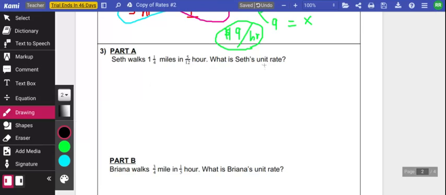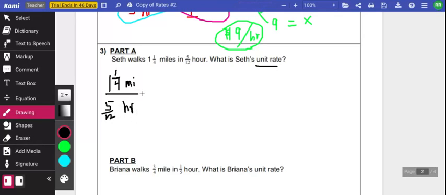Okay, here number 3 says Seth walks 1 1/4 miles in 5/12 of an hour. What is Seth's unit rate? So notice first off, this is a rate because we're comparing miles to hours, and we want the unit rate. So we want the bottom number to be 1. So let's first write this as a rate. So 1 1/4 miles per or in 5/12 of an hour. So 5/12 of an hour.